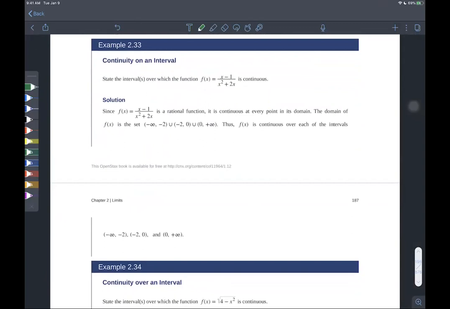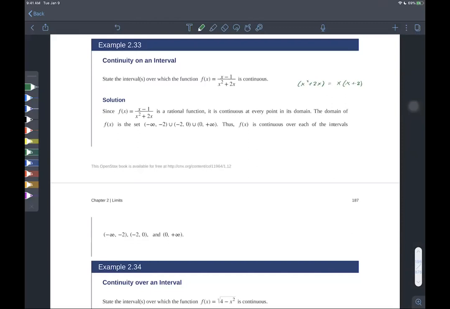State the intervals over which the function f of x is continuous. Solution: since f of x is equal to (x minus 1) over (x squared plus 2x), a rational function, it is continuous at every point in its domain. That was the theorem that we saw earlier. The domain of this function is the set, and let's just take a close look at this. The denominator, x squared plus 2x, is equal to, if we factor out an x, x times (x plus 2).